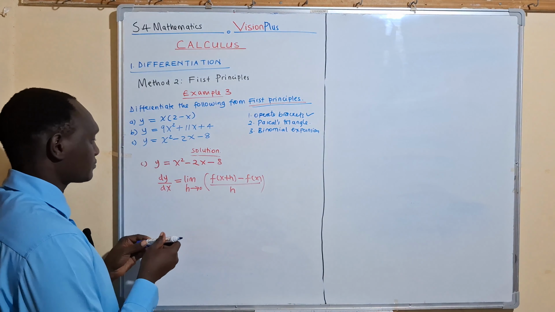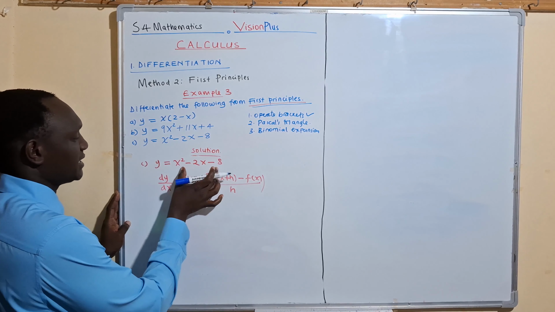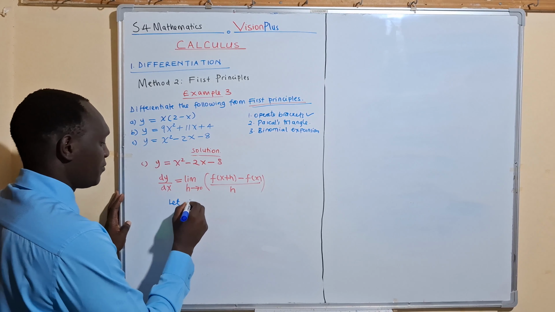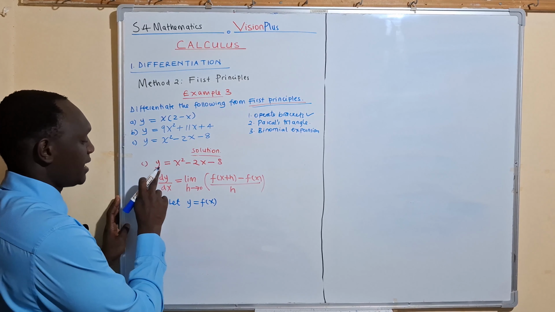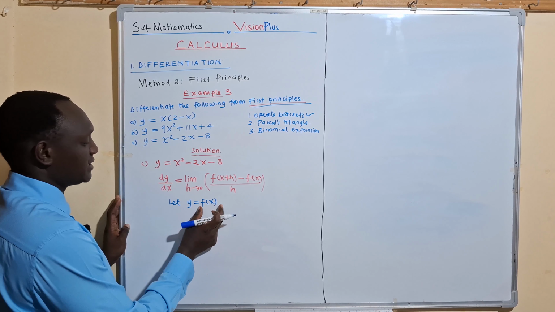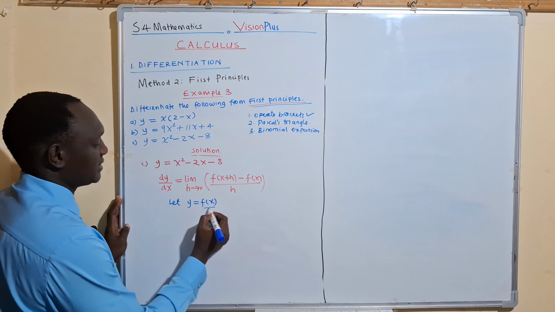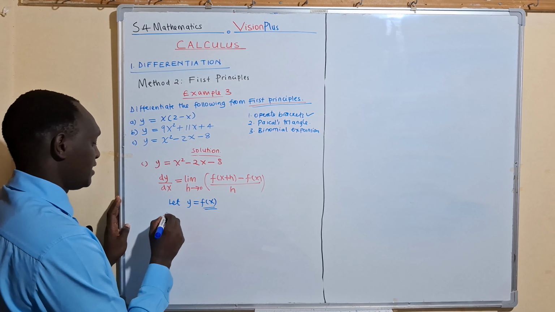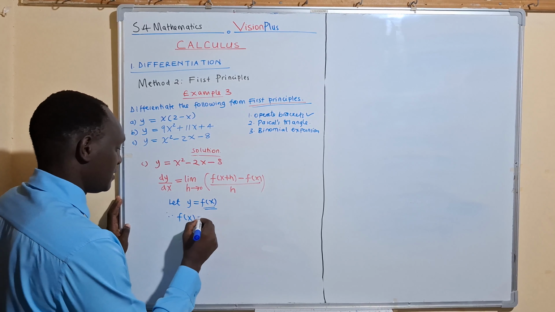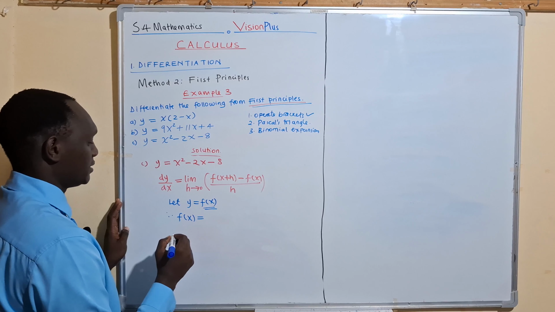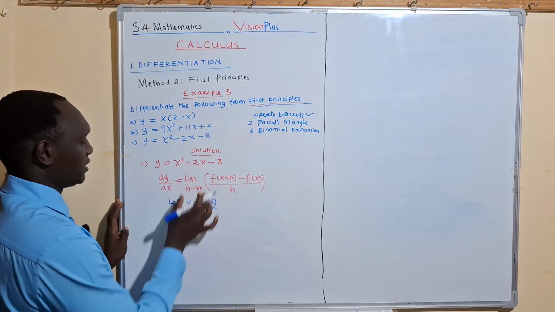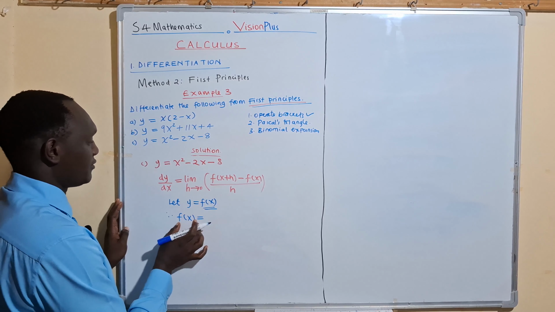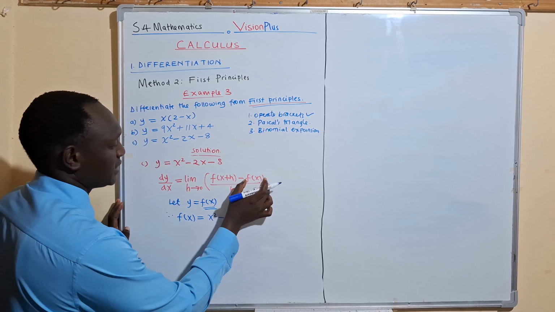So for part C, the function y is defined in terms of x. So we just say let y be f of x. So we are saying the function y, which is defined in terms of x, is the same as the function defined in terms of x, which is f of x. Therefore, f of x becomes, we substitute, this is the function of y, which we are substituting as the function f of x. That is x squared minus 2x minus 8. This is what we need in the formula.